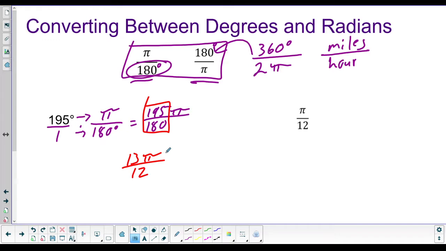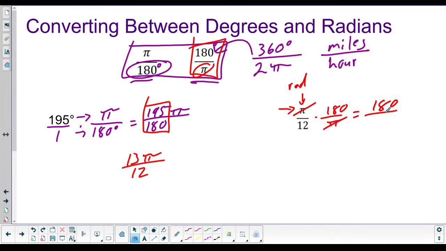Shouldn't be too bad. If you want to go the other direction, right now we have radians here, and we want to turn those into degrees. The way I know this is in radians is because there's a pi right there. So because the pi is on the top in what I have, I want to use the fraction with the pi in the bottom so that the pi's cancel out. So we have pi over 12 times 180 over pi. The pi's cancel. So we have 180 divided by 12. Put this in your calculator and you get that pi over 12 is 15 degrees. Not too bad.